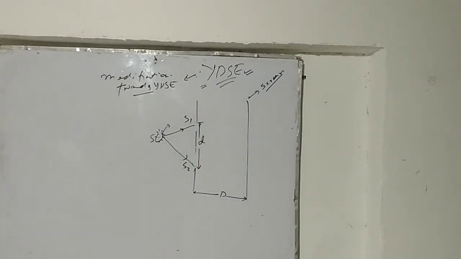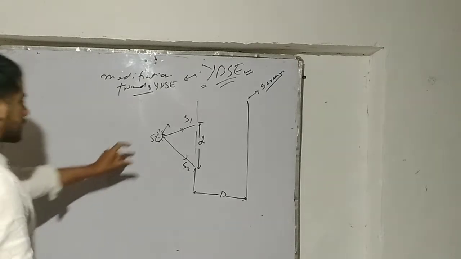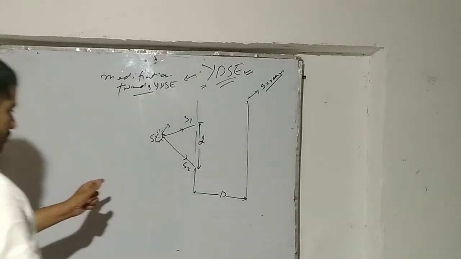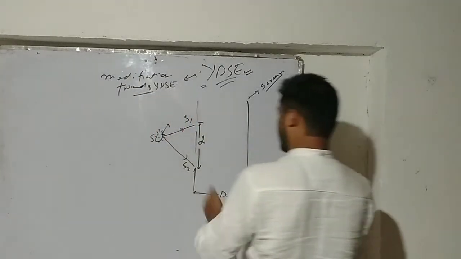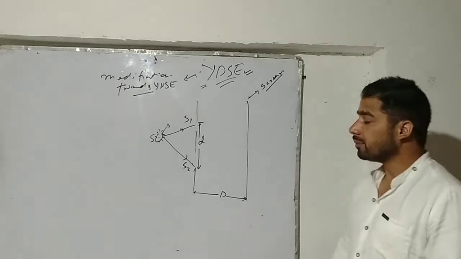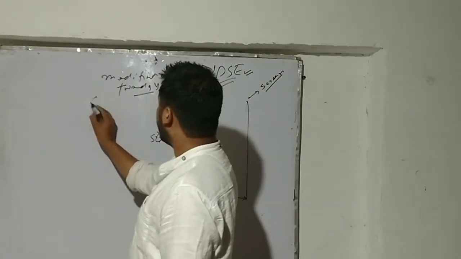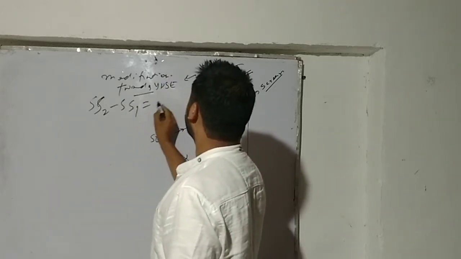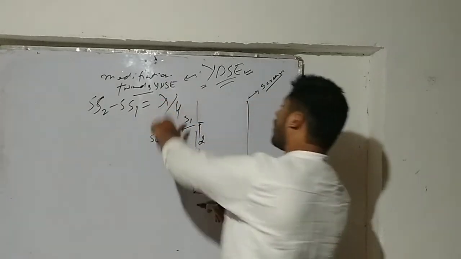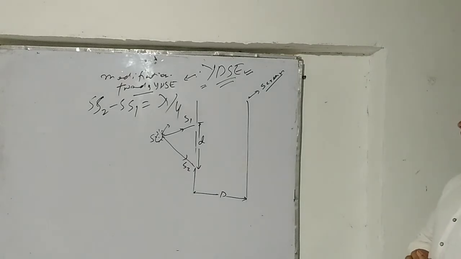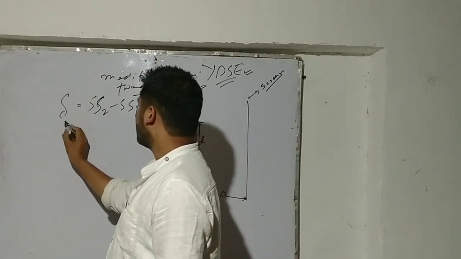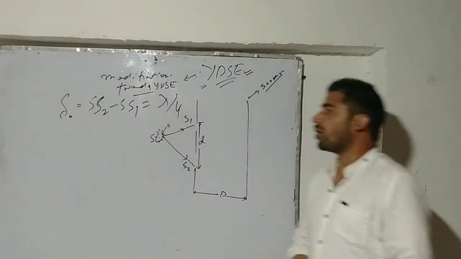Suppose it is given in a question that there exists an initial path difference between the two light rays before they hit the two slits. Let us assume the initial path difference between the light rays is given as lambda over 4, one quarter of the wavelength of the light used. I will represent it by delta naught.